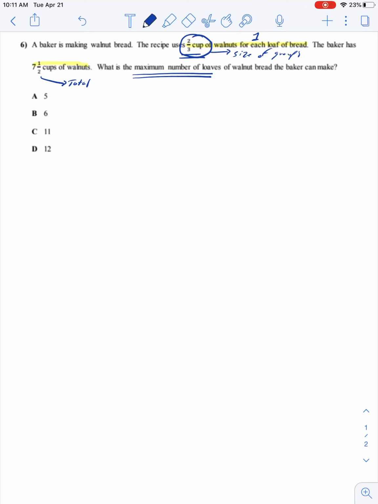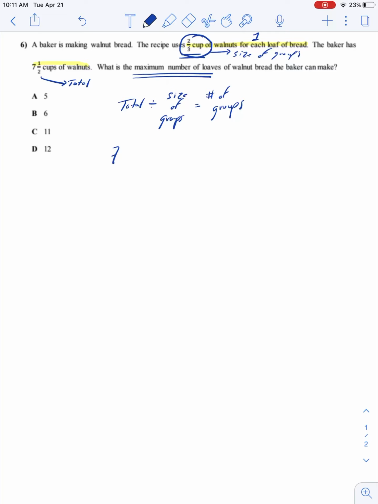And so if I'm setting up my division problem, because I'm trying to figure out how many 2/3 there are in 7.5 cups, I go ahead and I have my total divided by my size of groups, which means that our quotient is going to represent what? Our quotient is going to represent the number of groups.